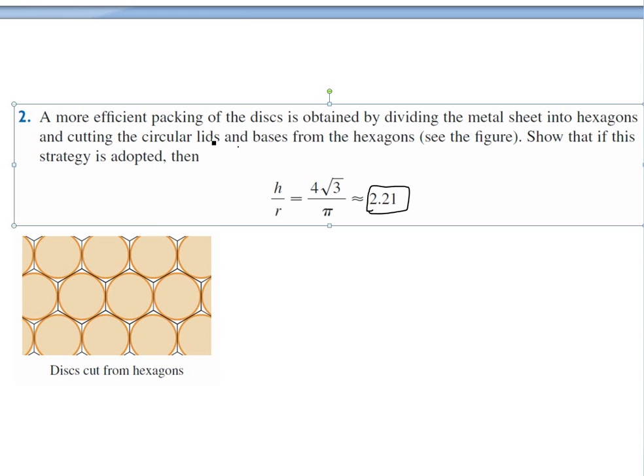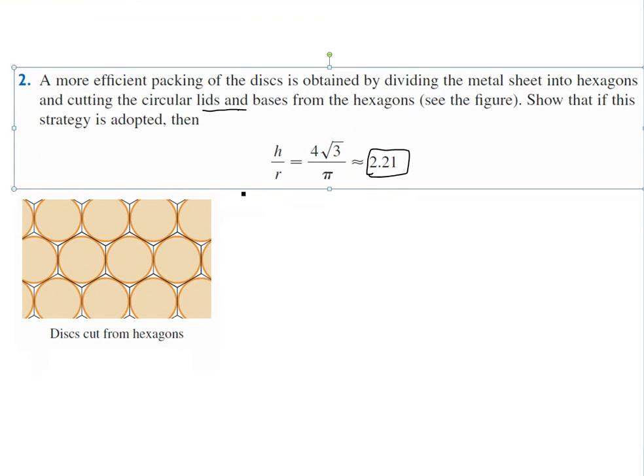If we cut the lids and bases from hexagons, remember the can is still going to be circular, but we have to cut it from some sort of metal here. So if we have hexagon metals, then we show that the strategy is adopted. How is this? Well, let's start. We'll do the same thing. For the metal used, we'll just write m equals 2.